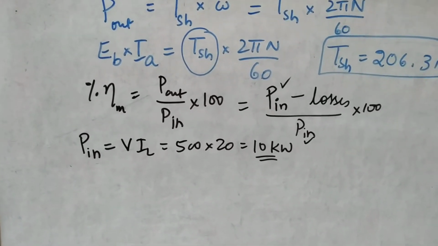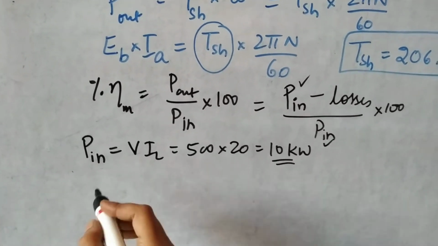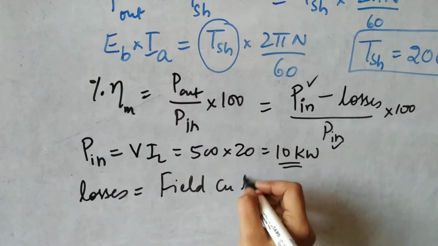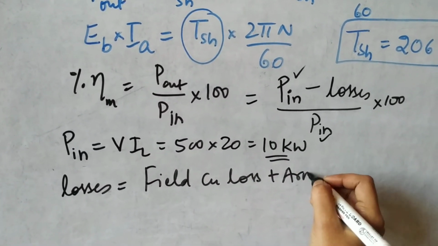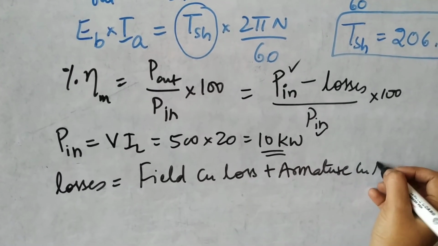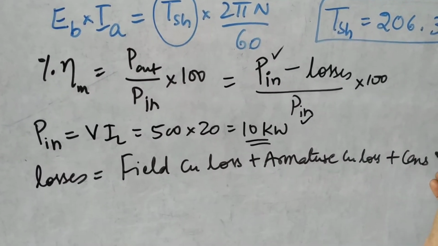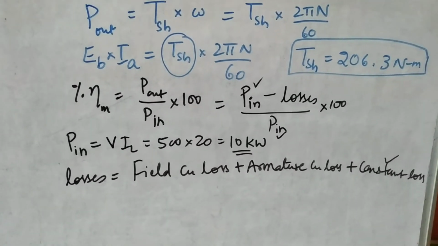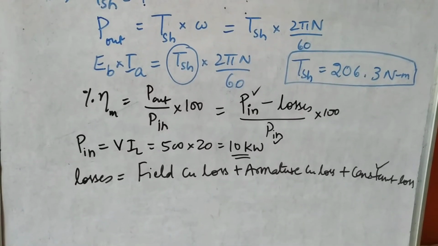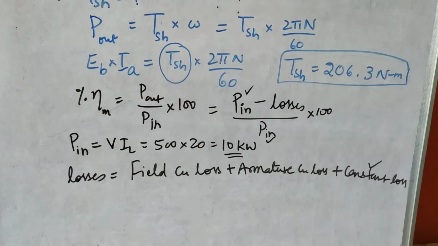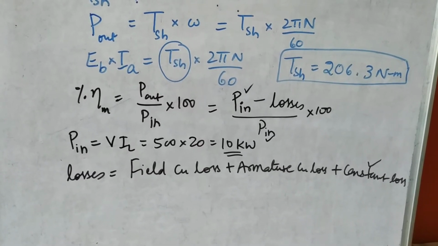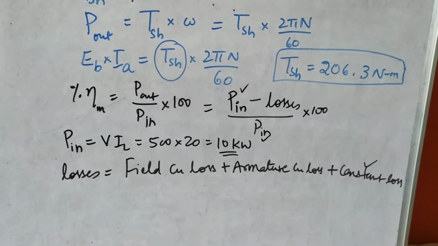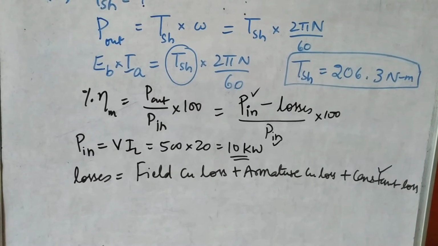So in the total losses, the losses will include what? It will include the field copper loss plus the armature copper loss plus the constant loss. Constant loss is already given, right? So the field copper loss is nothing but you can write it as V into I_sh. Okay, what is V? V is 500, right? And I_sh is 2.